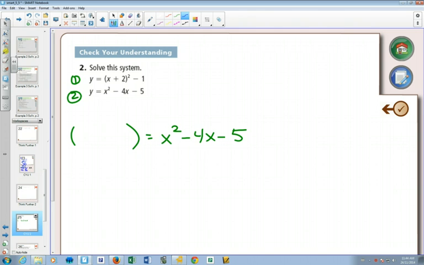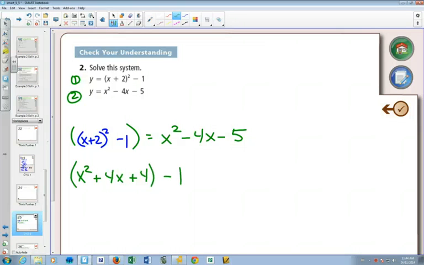I'm rewriting equation 2, but instead of writing the y, I write x plus 2 squared, that's it. And I have to write the minus 1 as well, because that's what y is equal to in the first equation. And now I'm going to have x plus 2 squared. You FOIL that out, you'll get x squared plus 4x plus 4. We still have that minus 1. x squared minus 4x minus 5.